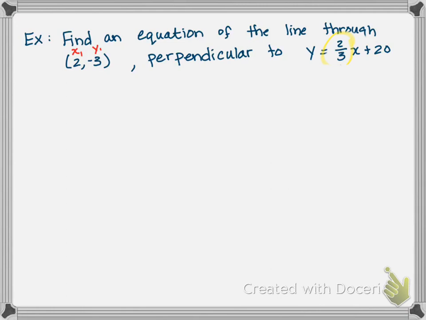And so if they give us this line, we're going to look at the slope and say we want the opposite reciprocal. So this one is positive, which means our slope is going to be negative, and then the reciprocal of 2/3 is 3/2. And so that's going to be the slope of our perpendicular line.